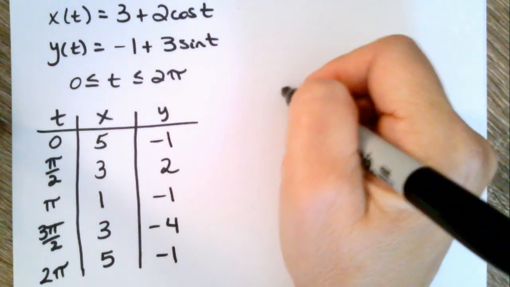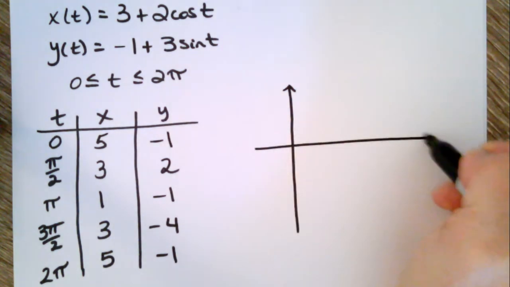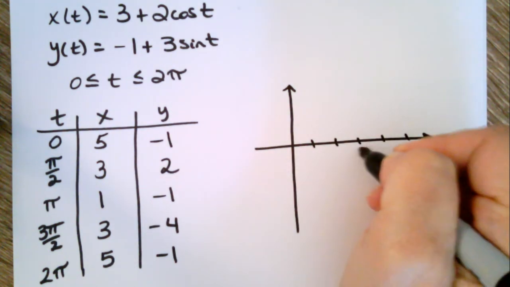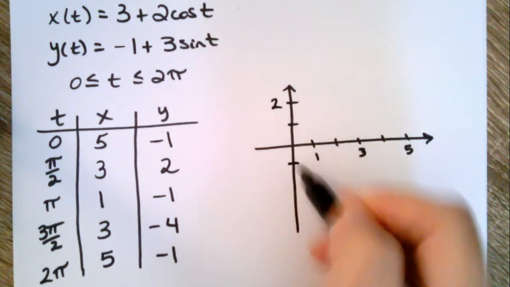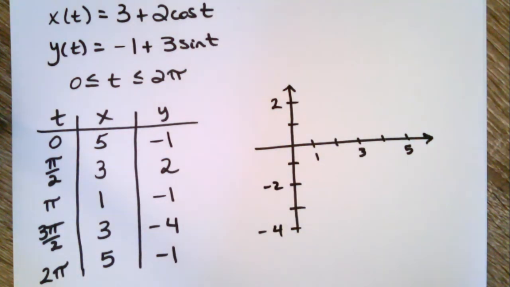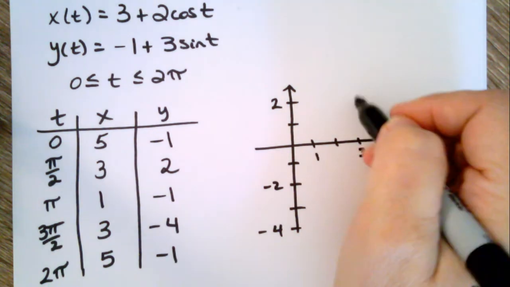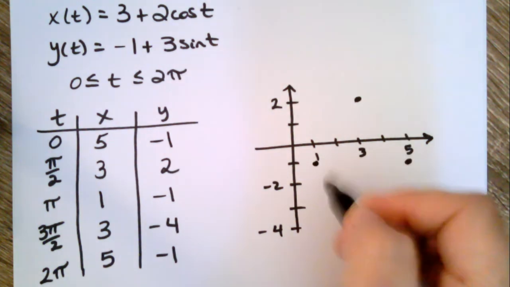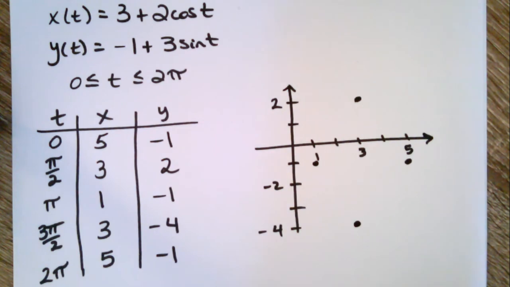So let's sketch a graph of these points. Looks like I need to go out to 5, 2, 3, 4, 5. And I need to go up to 2 and down to -4. All right, so there's a good grid. I'm going to plot the points. 5, -1, 3, 2, 1, -1, 3, -4. And then, of course, we get back to 5, -1.